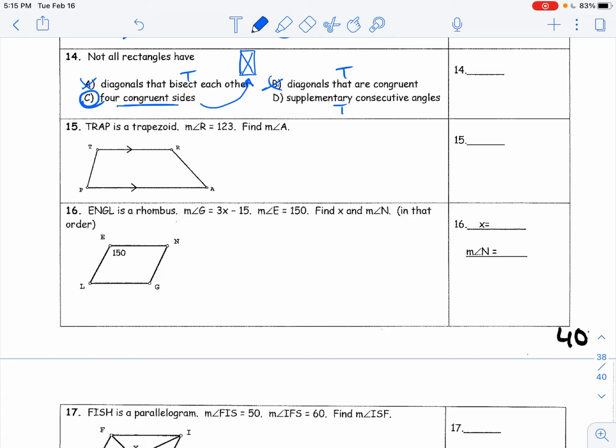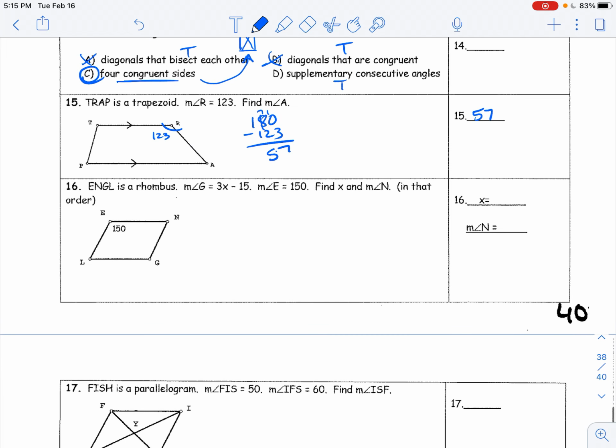15, TRAP is a trapezoid. Measure of angle R is 123. Find the measure of angle A. Okay, so in order to find this, consecutive angles are supplementary. So I just need to subtract this guy from 180, and that will give me 57.